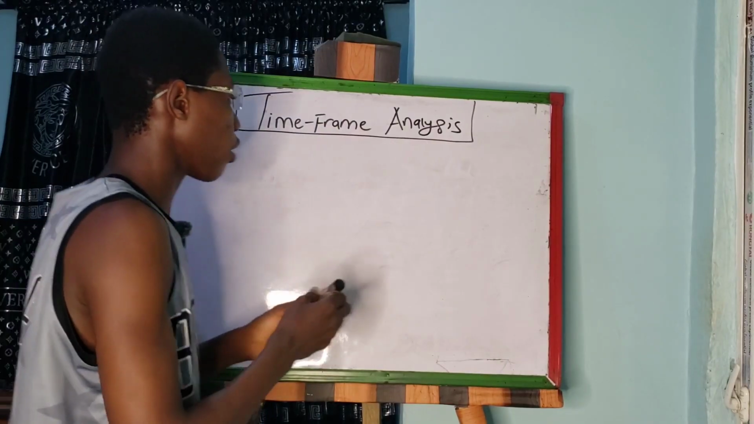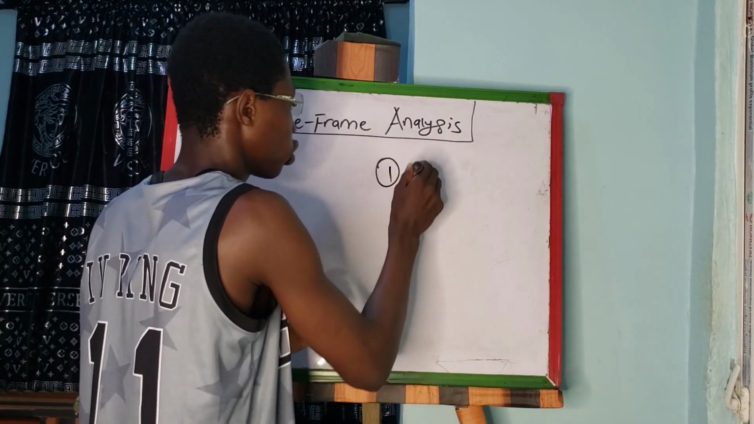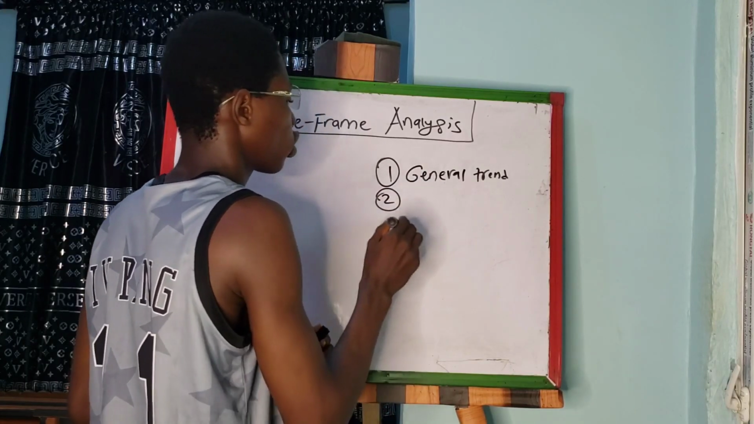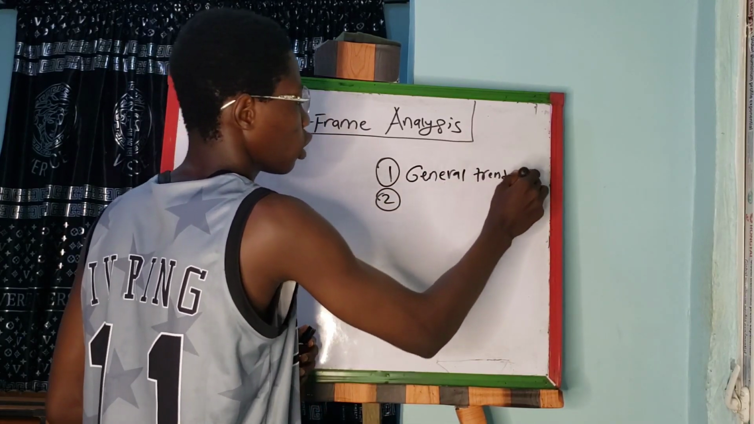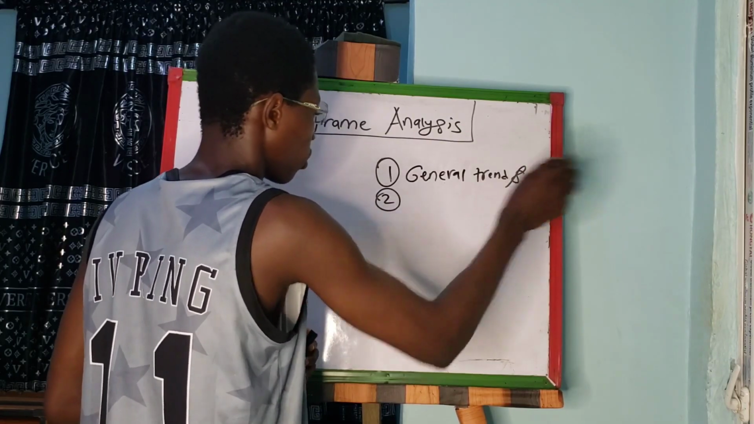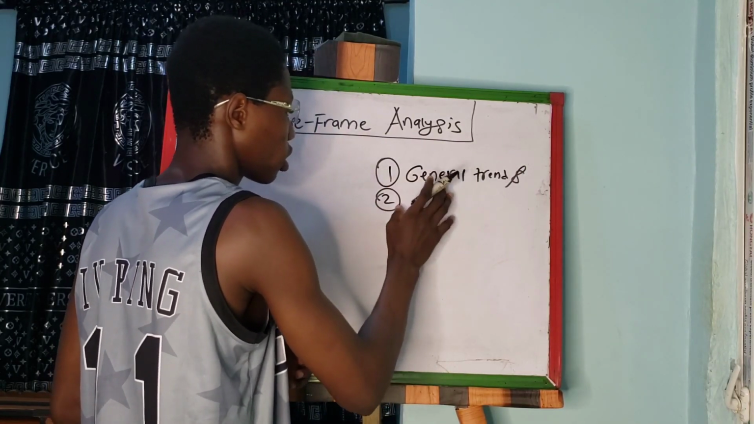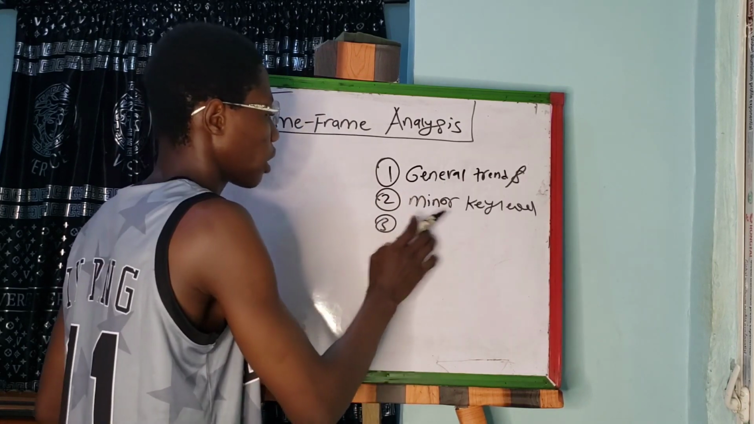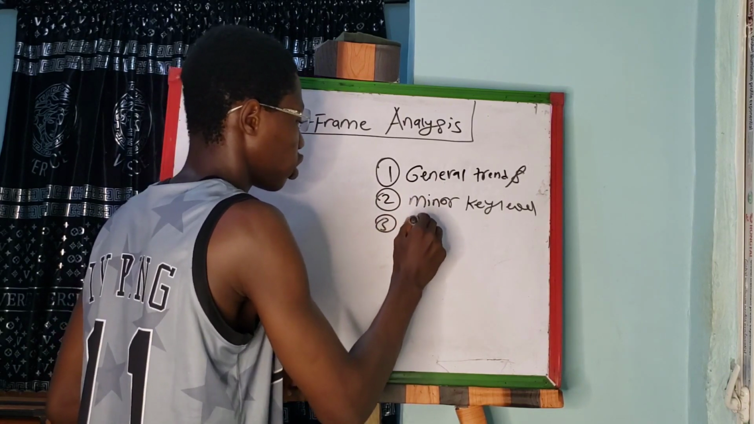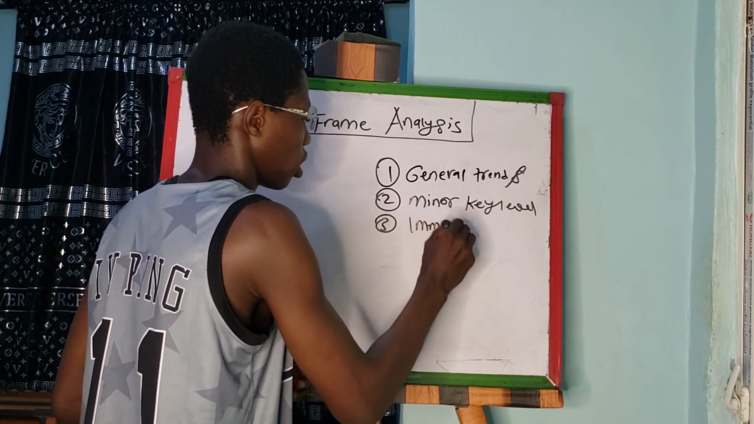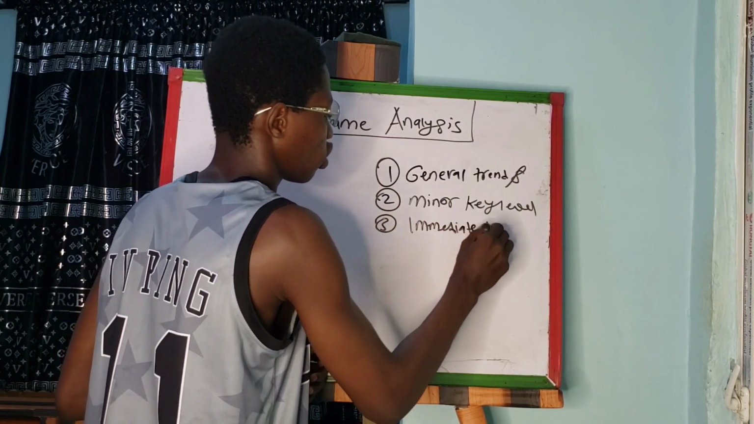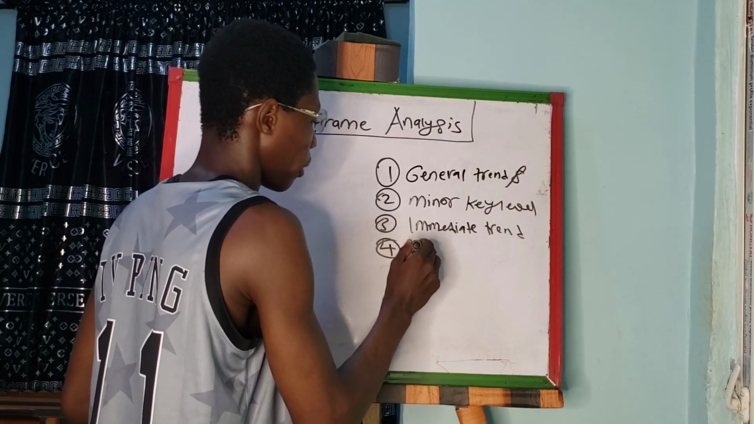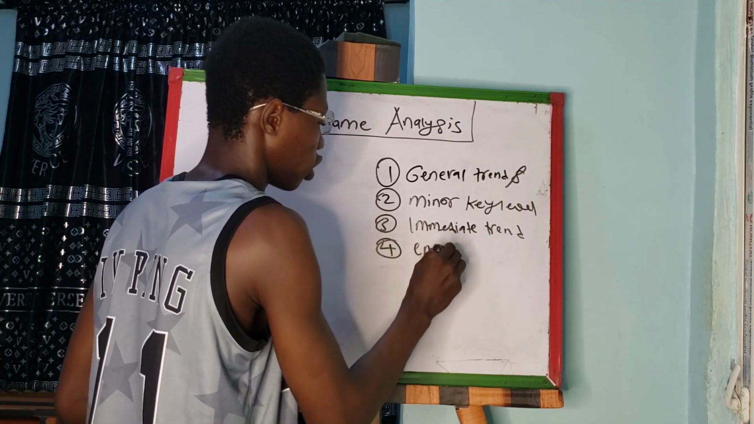Now, quickly, the first time frame is used to look for the general trend and major key levels. The second time frame is used to look for minor key levels. The next time frame is used to look for the immediate trend, and the last time frame is used to look for the entry method, depending on the entry method you look for.